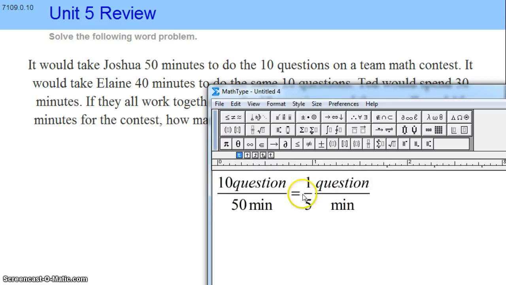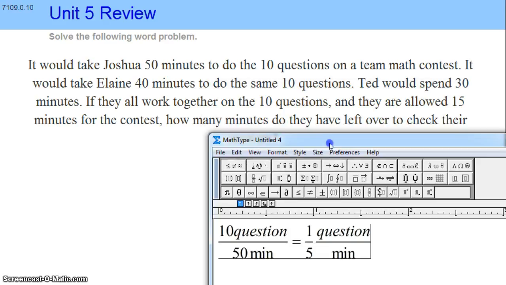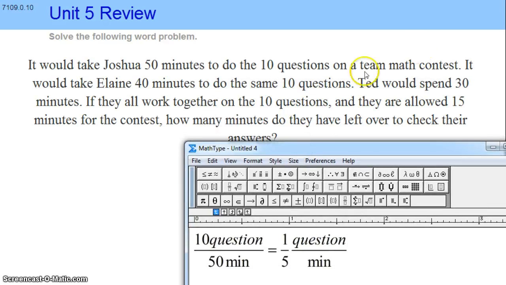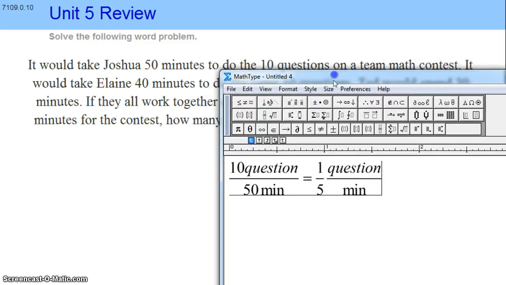And that makes sense, right? In 5 minutes, he'll have done a whole question. And that goes along well with 50 minutes, because if he can do one question in 5 minutes times 10, that's 50 minutes, 10 questions, right? And the others are going to be similar. Elaine will take 40 minutes to do 10 questions, so you write 10 over 40, which is 1/4 of a question per minute. And obviously you can figure out Ted, which is 1/3 of a question per minute.